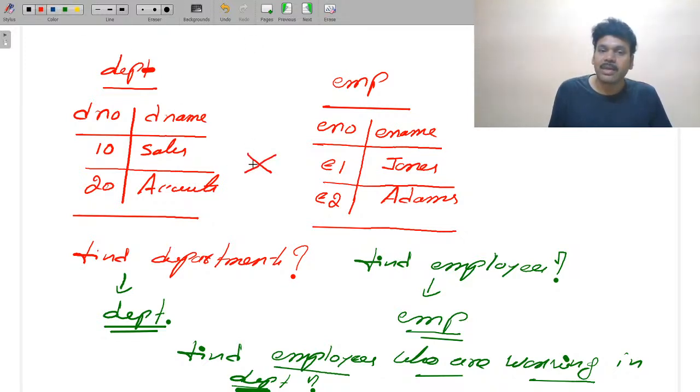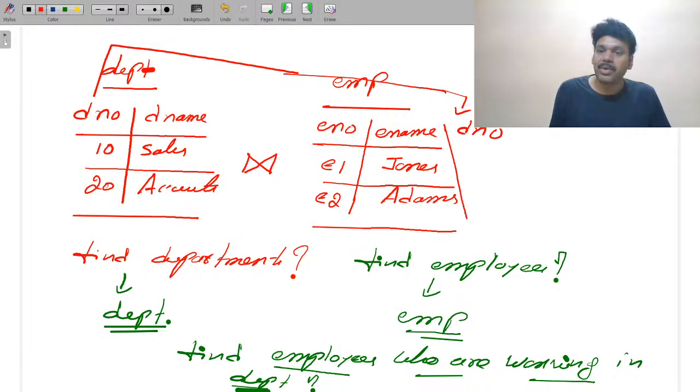There is a requirement between what? A relationship. So if I am taking the department number here, then I will come to know who is working in whose department. Employee 1 is assigned 10. Employee 2 is assigned 20. Now you can understand how to find employees who are working in departments.